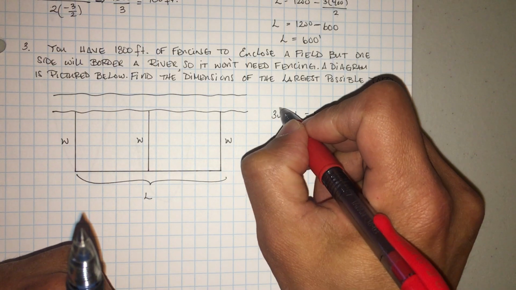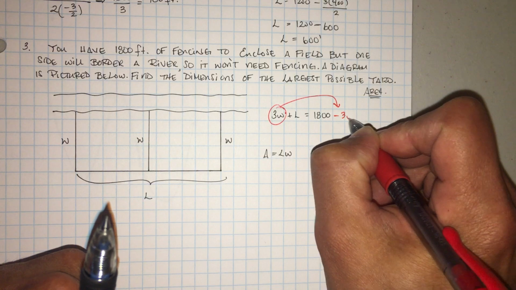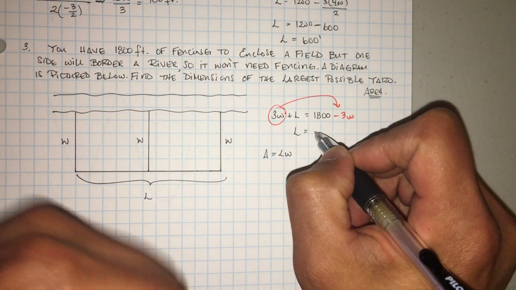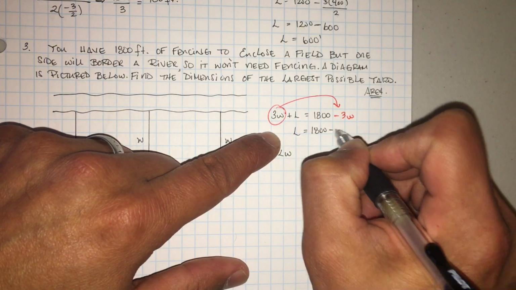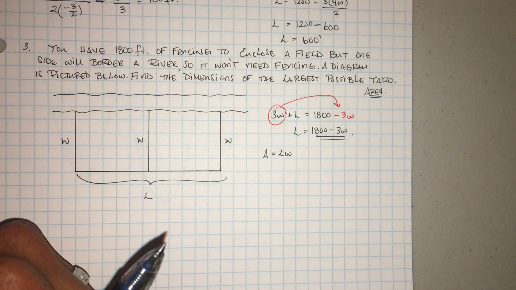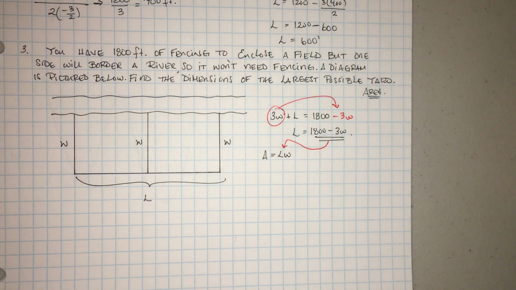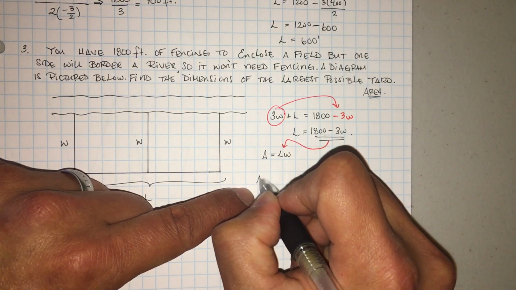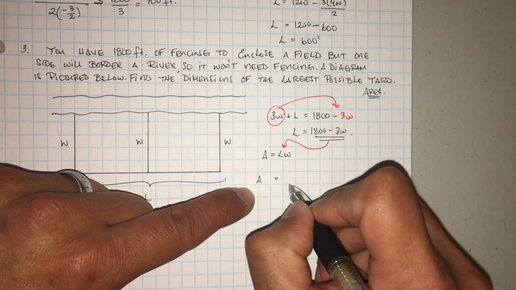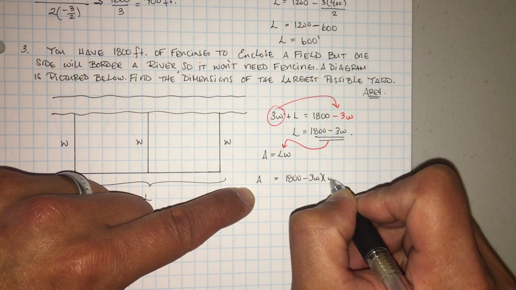Okay, this guy is, I'm going to take the 3W to the right. It becomes a negative 3W. Okay, that way L is going to equal 1,800 minus 3W. Okay, there it is. So now this guy, I'm going to go ahead and use it, and he's going to go right in there. Okay. So now let's go ahead and take our area. It is going to equal, instead of L, you're going to put 1,800 minus 3W times W.